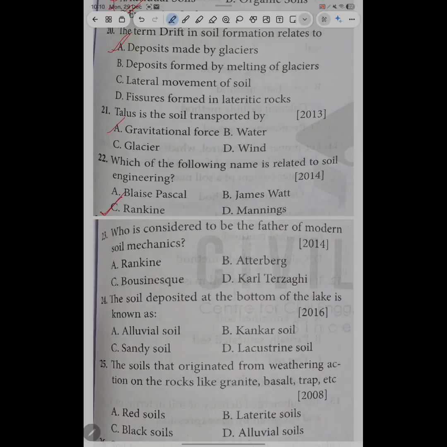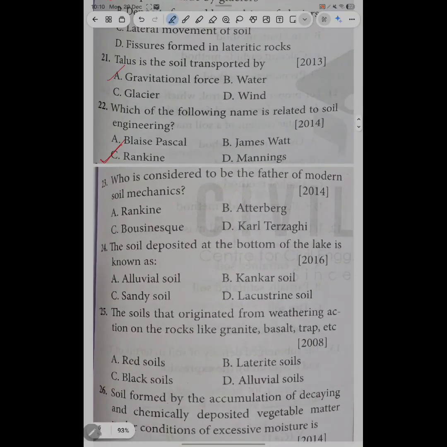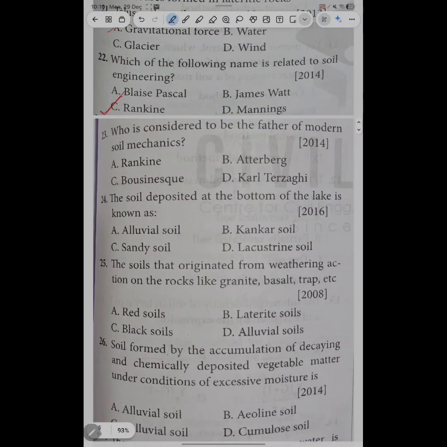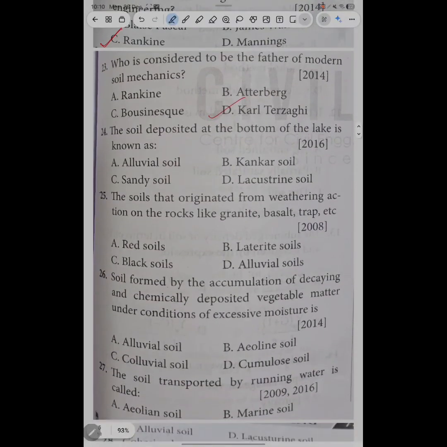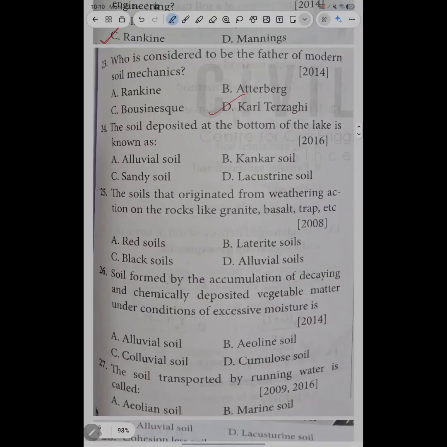Rankine's theory. Okay, so next question, who is considered to be the father of modern soil mechanics? Karl Terzaghi. Okay, next question, the soil deposited at the bottom of the lake is known as lacustrine soil.